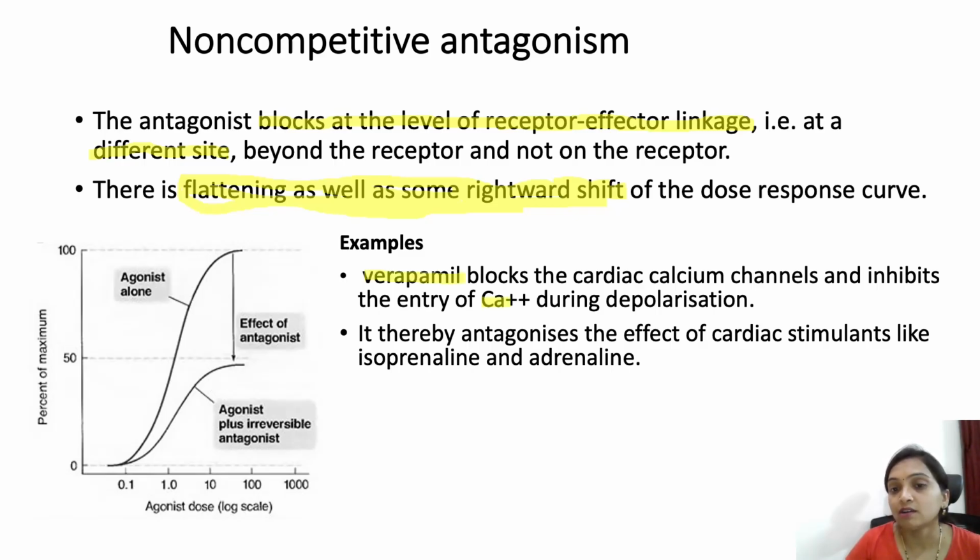And moving on to the example, verapamil. Verapamil is a calcium channel blocker which will block the calcium during the depolarization process, right? And it will produce non-competitive antagonism, and it thereby antagonizes the effect of cardiac stimulants like isoprenaline and adrenaline. They are cardiac stimulants. It will inhibit the actions of these.